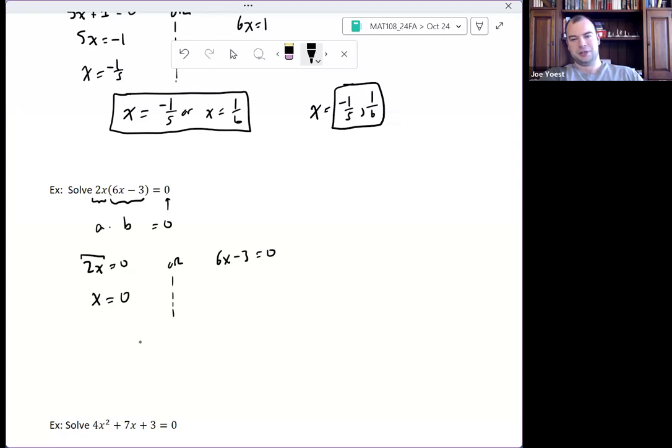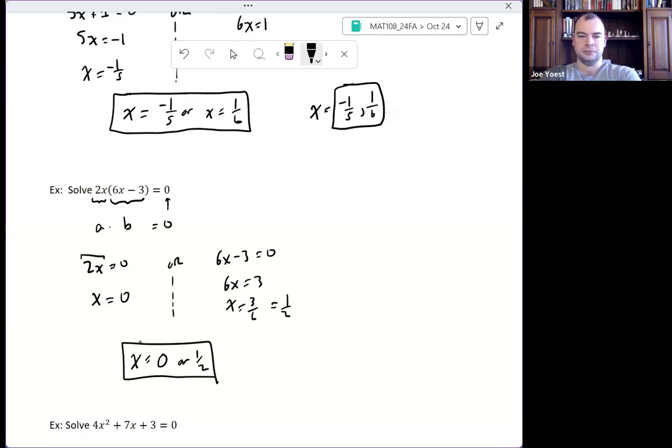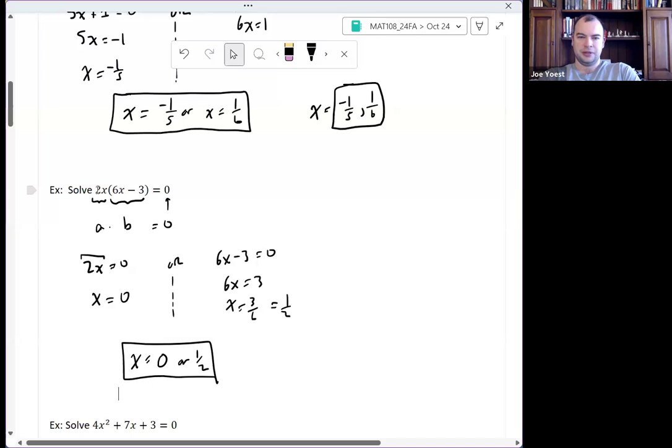And then solving the linear equation on the right, 6x equals 3, x equals 3/6, which is 1/2. So we see that x equals 0 or 1/2. So these will be the two solutions to this equation.